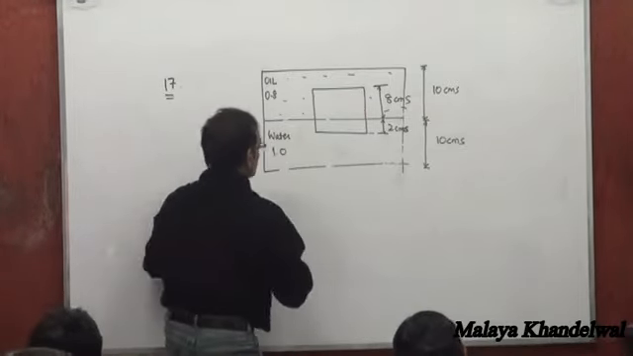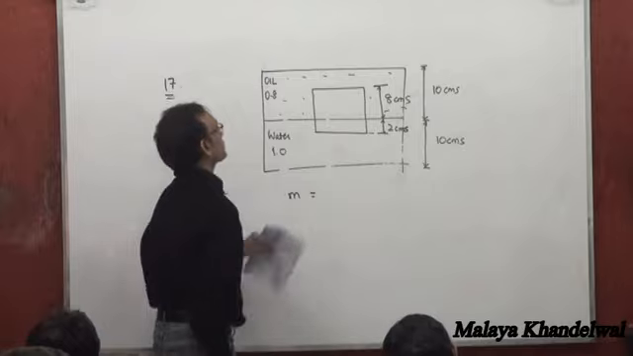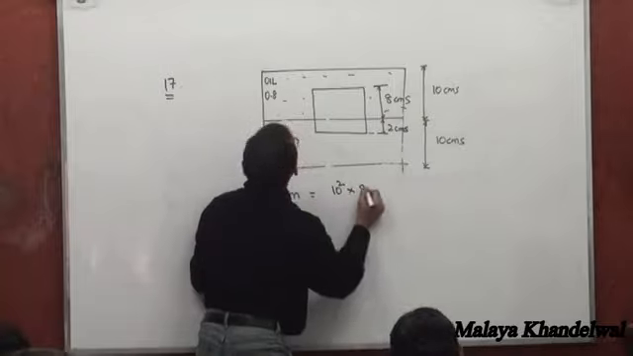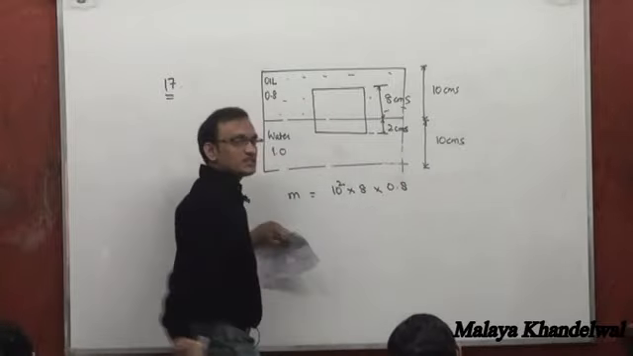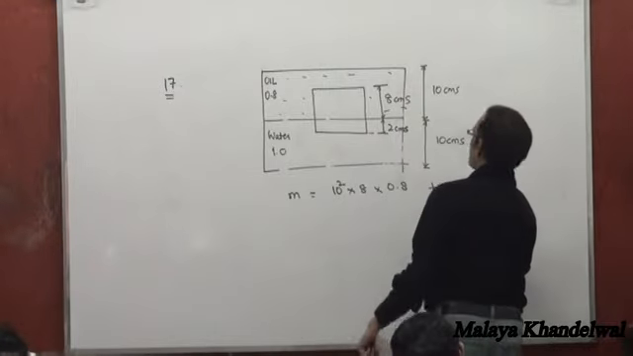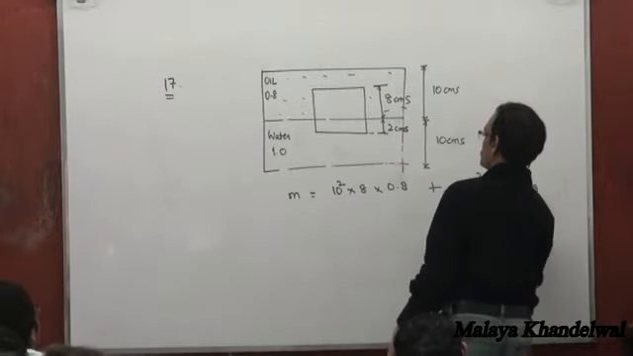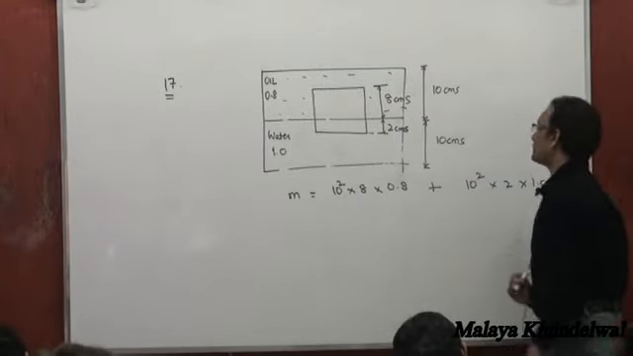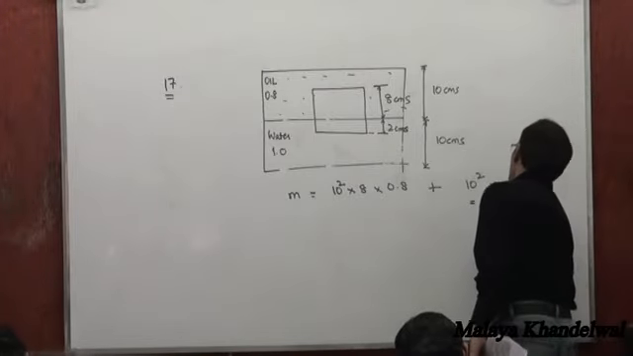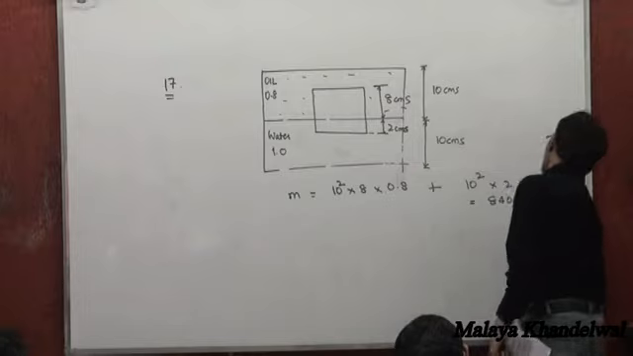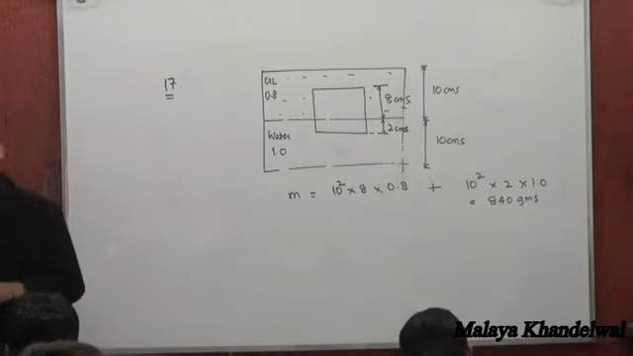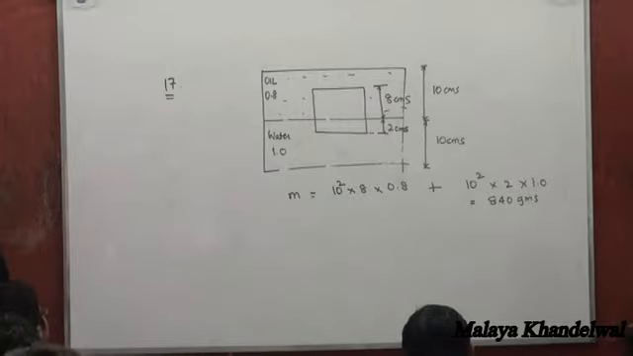So the mass of the block would be the mass of oil displaced, which is 10 squared into 8 into 0.8, that's the mass of oil displaced in grams, plus the mass of water displaced in grams, which is 10 squared into 2 into 1.0. So 200 plus 640, 840. So 840 grams is the mass of the liquid displaced, which must be, from laws of flotation, the mass of the block itself.